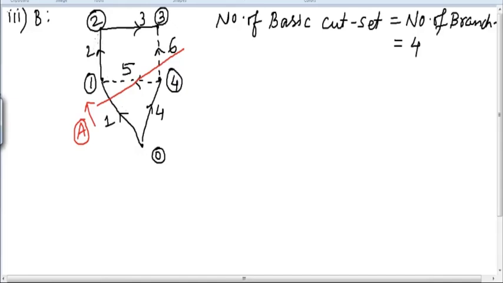Okay. Similarly, when we cut 2, the 2 will be cut in this way. So 2 and 6 will be cut and give this name as B. Then when you cut 3, you will cut 3 in this way. Give the name C. Sorry.